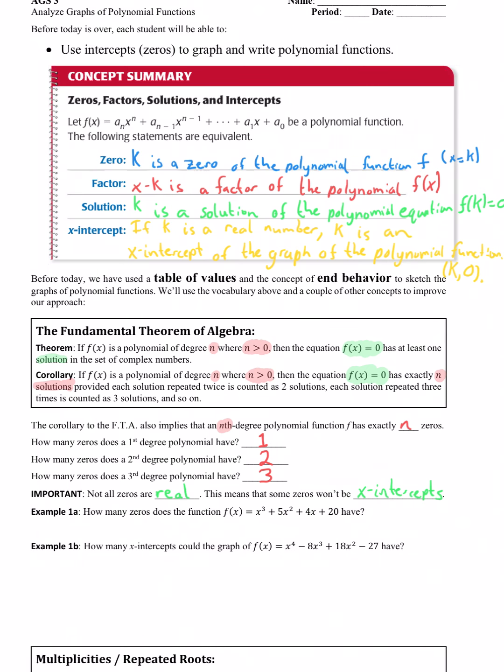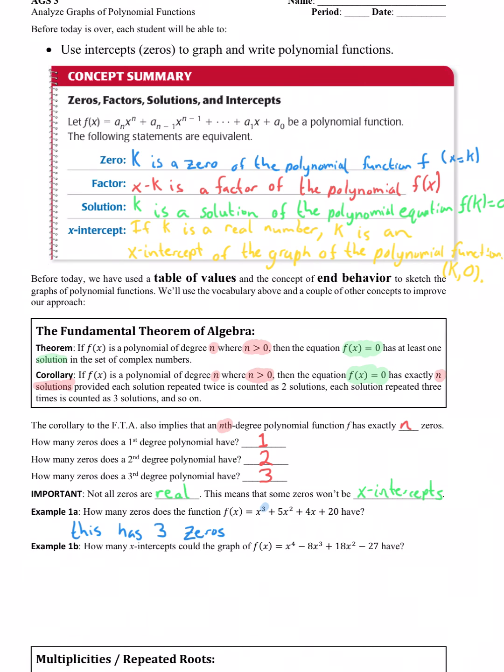Okay, so this first example, how many zeros does this function have? F of x equals x cubed plus 5x squared plus 4x plus 20. All we need to do is look at that 3 and say, okay, this one has 3 zeros. That's it.